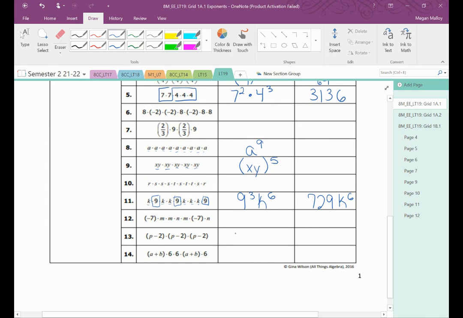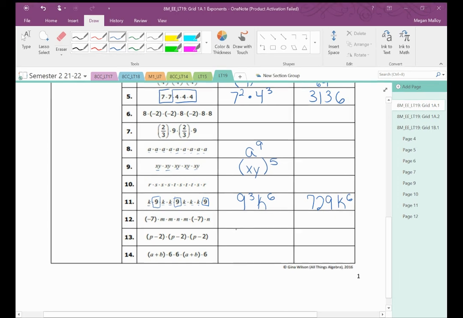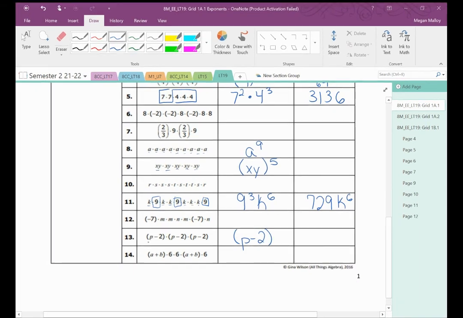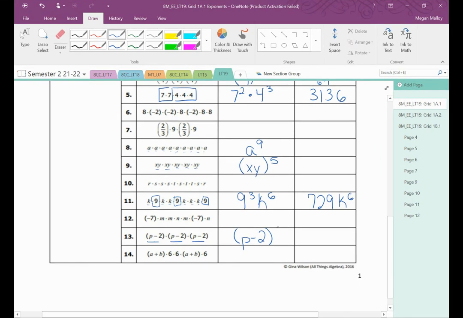13 is an expression. All right, so we would have to keep the expression together. We don't want to split that up, keep it in the parentheses. But how many groups of that expression do I have? 1, 2, 3 multiplied by each other, so I'd raise it to the third power.